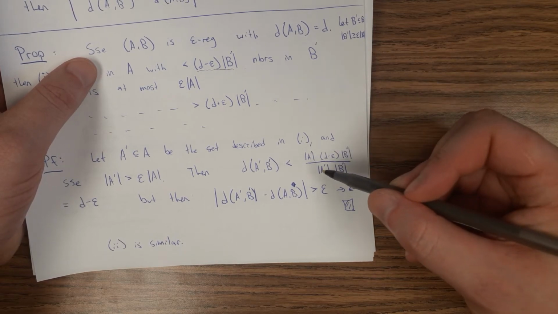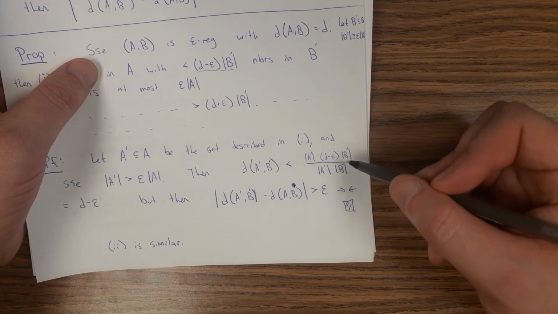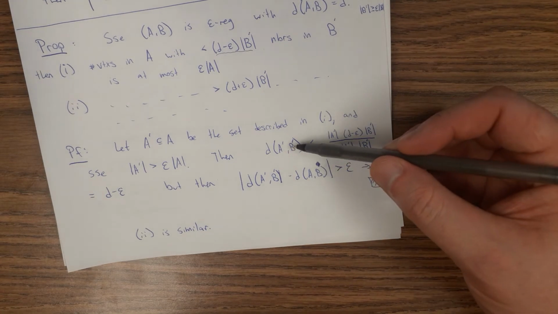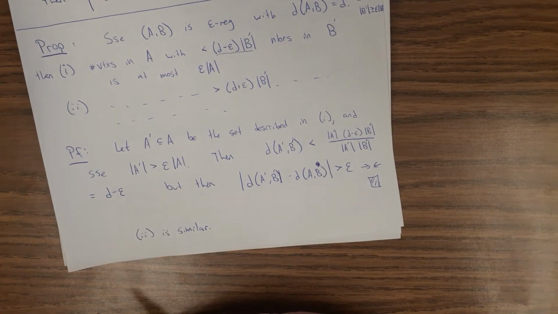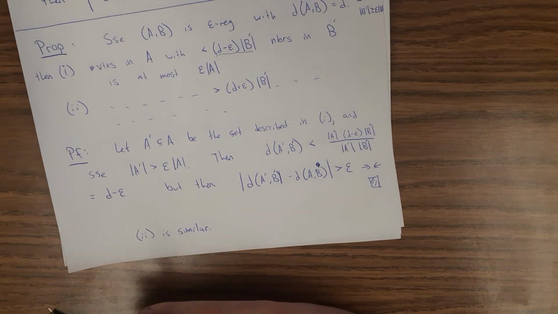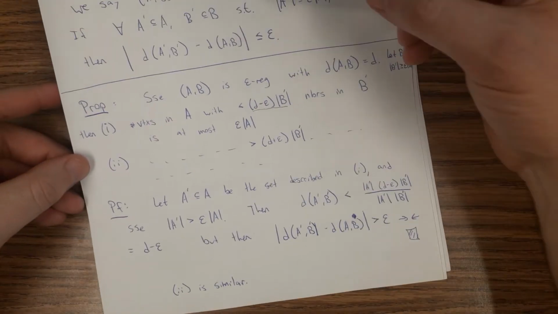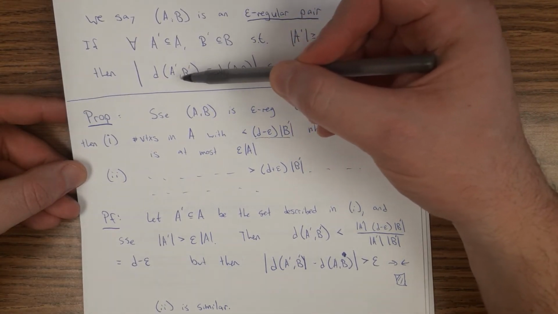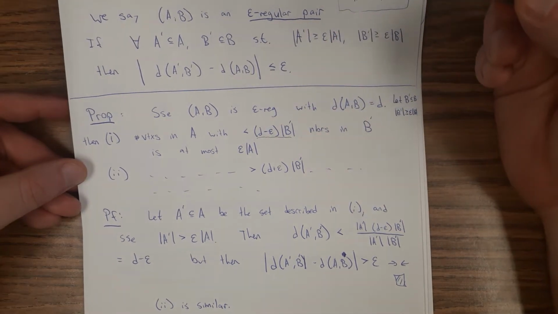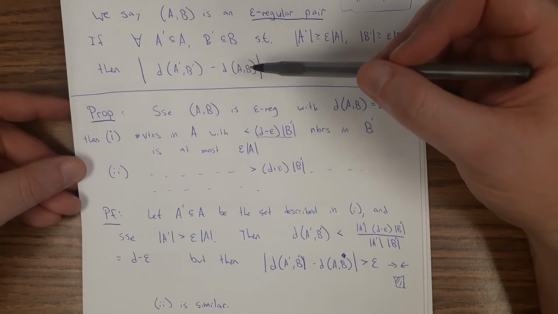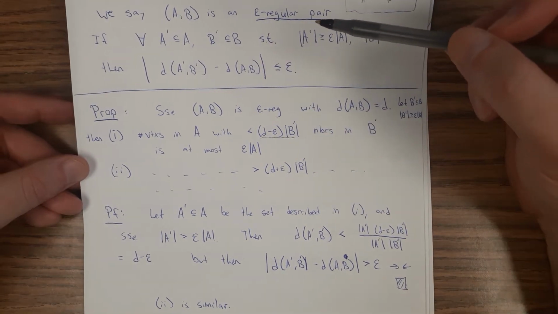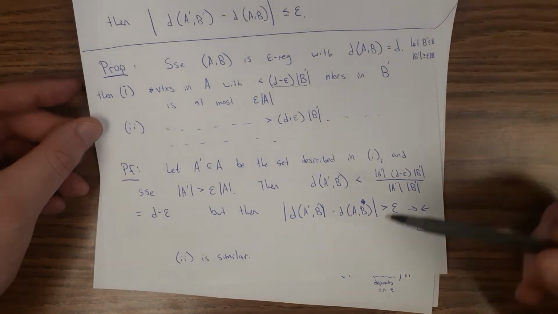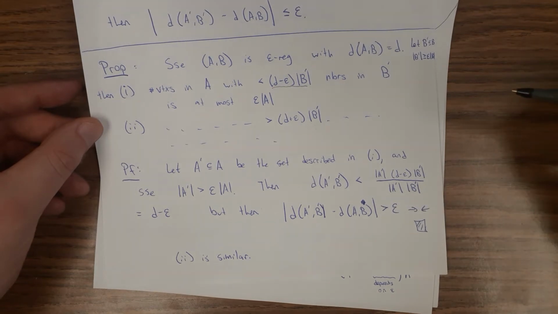And then I would divide that by size of A prime, size of B prime, and cancel some stuff, and I get d minus epsilon. So the density from A prime to B prime is less than d minus epsilon. But that's too far away from d, right? In order to be an epsilon regular pair, the density between subsets A prime and B prime should be close to d. d is the density between A and B, so this should be close to d, and this is just too far away from d. The difference between this and d is going to be larger than epsilon.